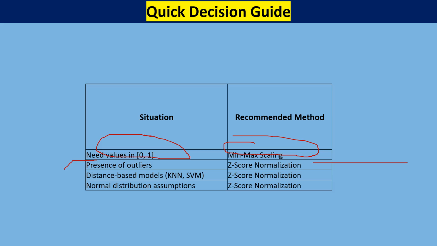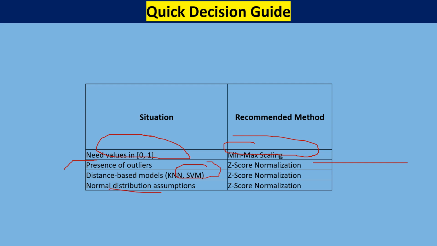Models like KNN and SVM rely on calculating distance between data points. If features are not scaled, one feature might dominate the others. Z-score ensures all features contribute equally by bringing them to the same scale, centered around zero and scaled by variance.